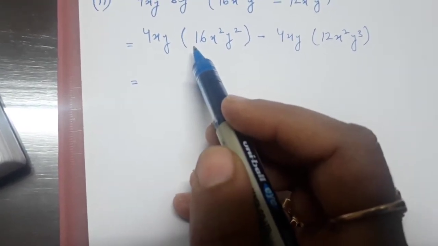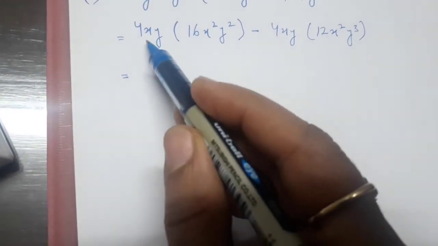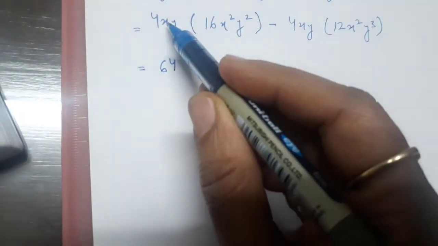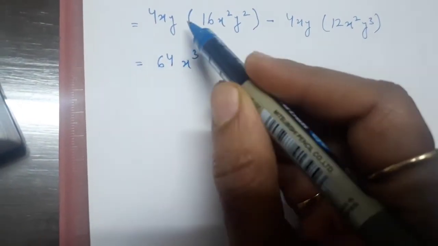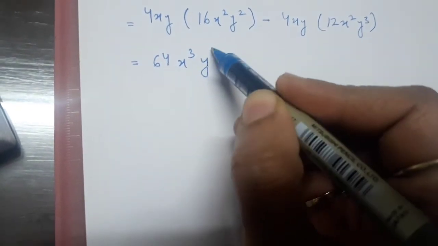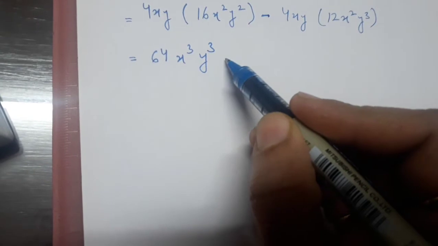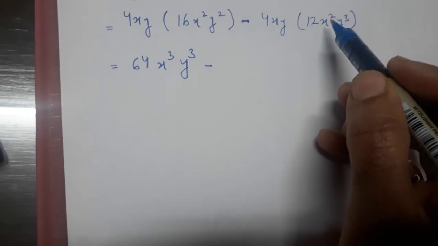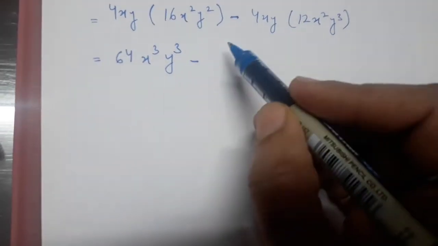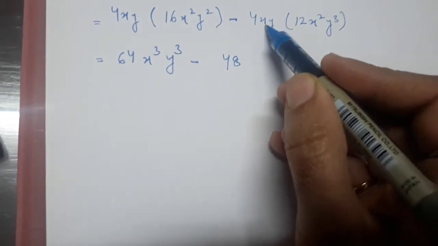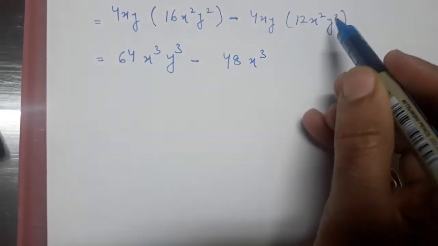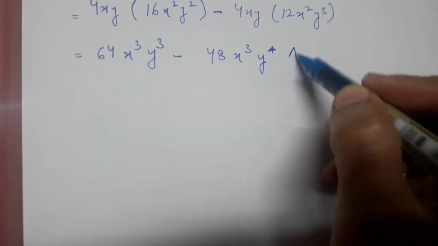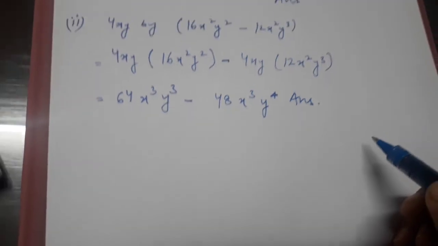So in our next step, as I have already explained, constants will get multiplied with constants, and variables will get multiplied by variables only. So 16 4s are 64. X and x square will become x cube, and y square will become y cube. Now negative sign, then 4xy will be multiplied by 12x square y cube. 12 4s are 48. X and x square would become x cube, and y cube and y would become y raised to the power 4, which is our answer. Hope this is clear.